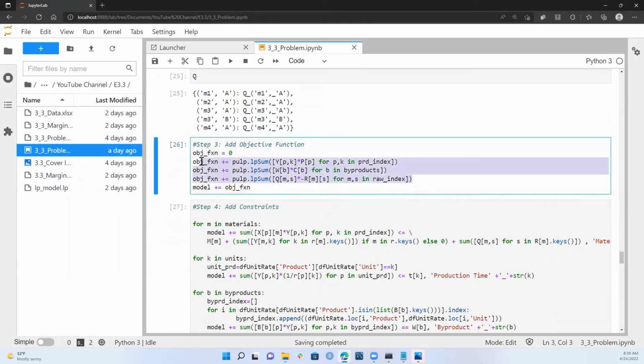So we covered this earlier with the mathematical model, but there are 3 terms. This first term represents the profit from producing and selling our different products. So we have our Y sub PK.